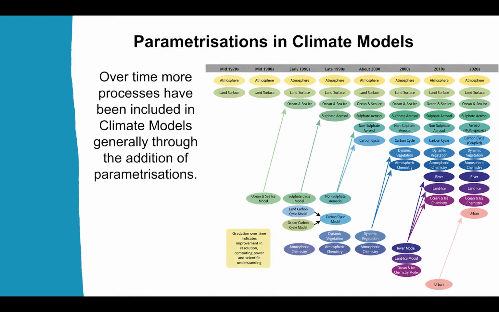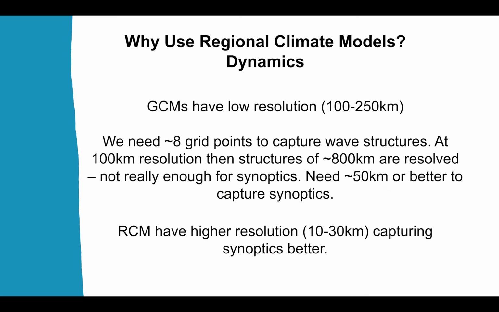So even some global models have urban parameterizations in them to try and represent the impact of urban areas, even at the grid scale of a global model, which generally speaking is still bigger than the footprint of a city. Okay, so why might we want to use regional climate models?